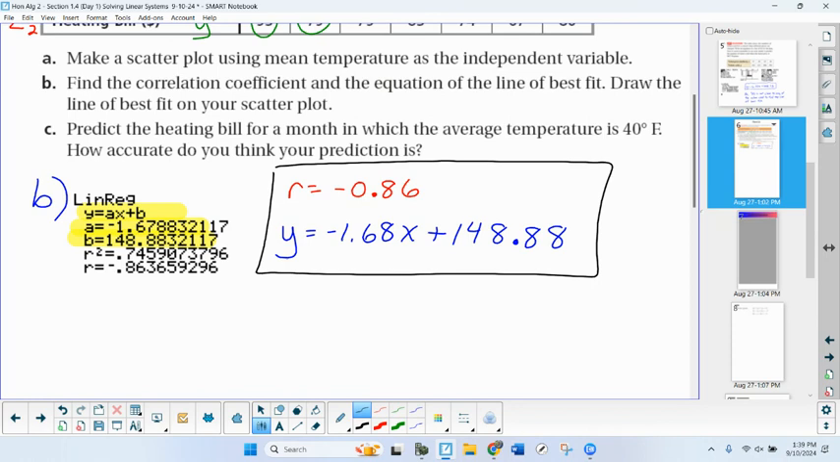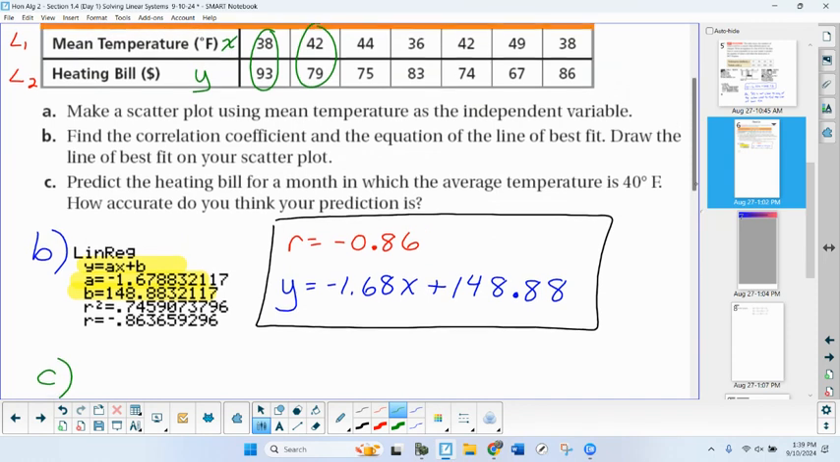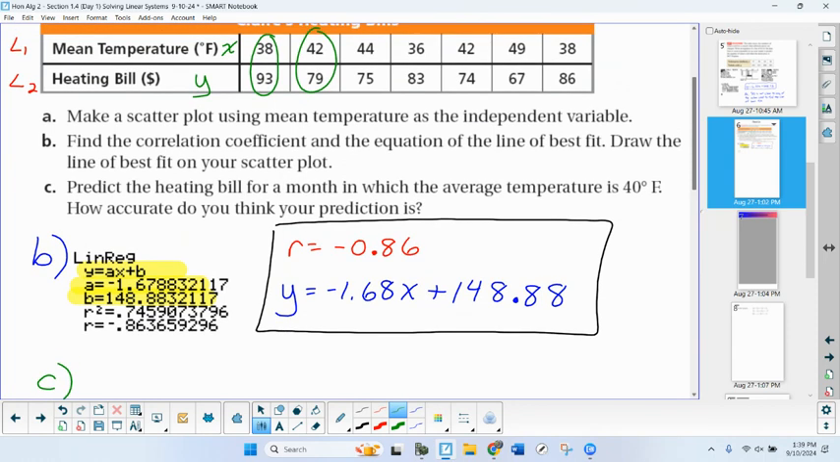Part C says, okay, predict the heating bill for a month in which the average temperature was 40 degrees. Is that X or Y? If temperature is 40, is that X or Y? X. So they're saying when X is 40, what is Y? Aaron, how do I do that?